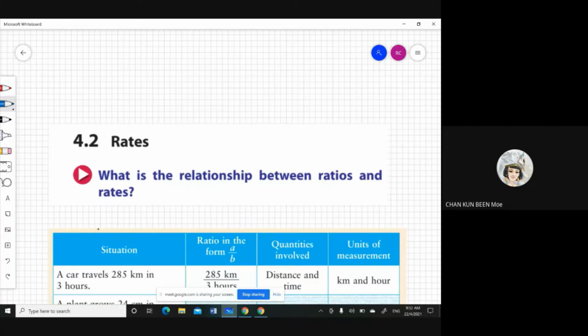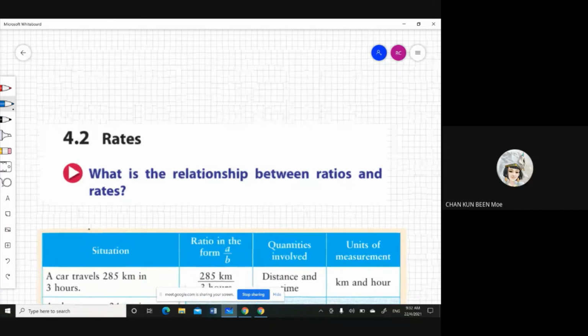By the way, regarding your exam, it will be postponed since we are having the MCO right now. It will be postponed to the 17th of May. So the week before the exam, we continue with the revision. Right now, during this time, I think it's better for us to continue with the lesson. So that's why today I'm going to continue with the second subtopic on chapter 4, which is rates.